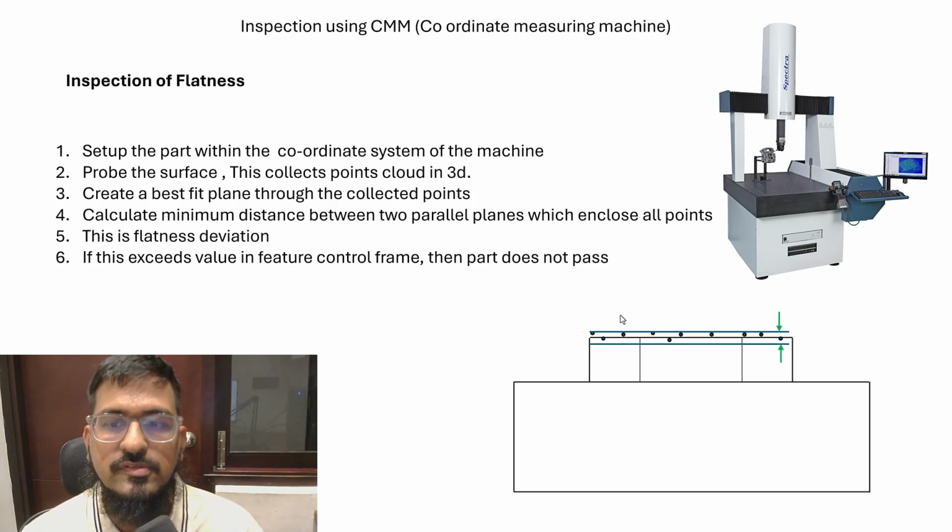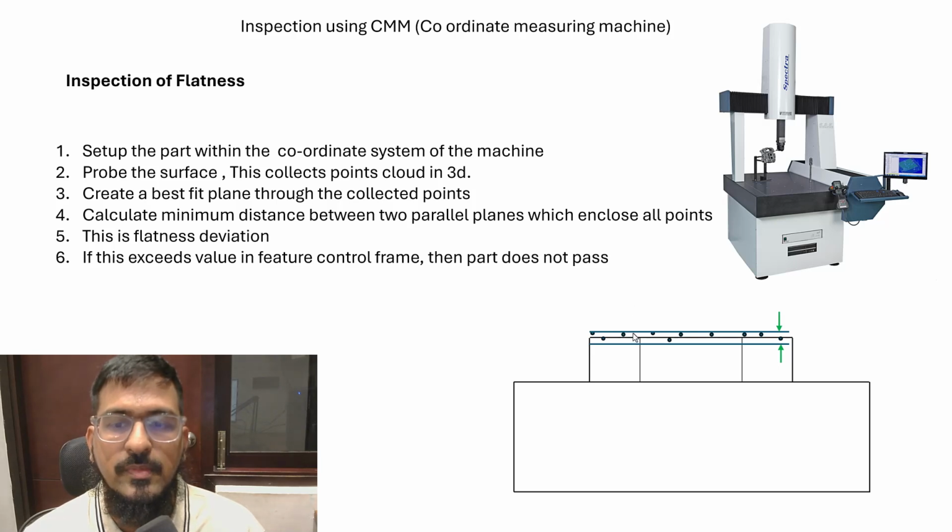And as the probe keeps touching onto the surface, there are various points which are collected as shown. 1, 2, 3, 4. Various points are created, and these points create a point cloud in 3D workspace. And then there are two planes which are created, best fit planes, depending on the points which have been probed. These two best fit planes, which are created as parallel planes, enclose all of the points which have been collected. And then the distance is measured in the 3D workspace between these two planes.